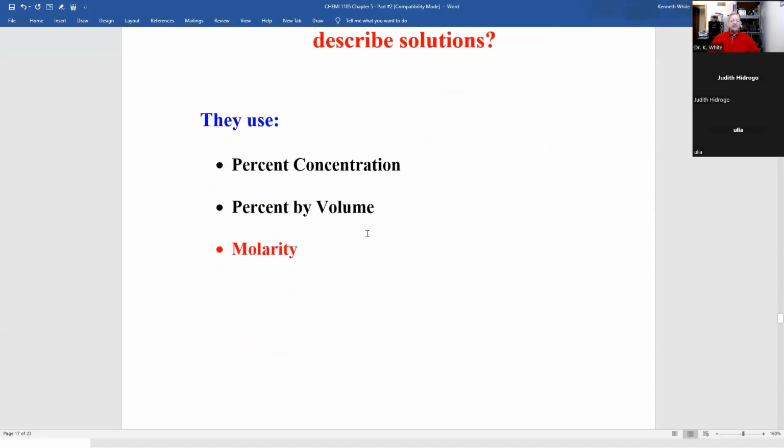There are three main types of concentration. One is percent concentration, usually by mass for solids. Another one is percent by volume, and the one in red, the most important, is molarity. And you're going to have to wait. I'm going to do a cliffhanger. You're going to have to wait till Monday to find out about concentration, especially molarity. Do not miss Monday when I talk about molarity.